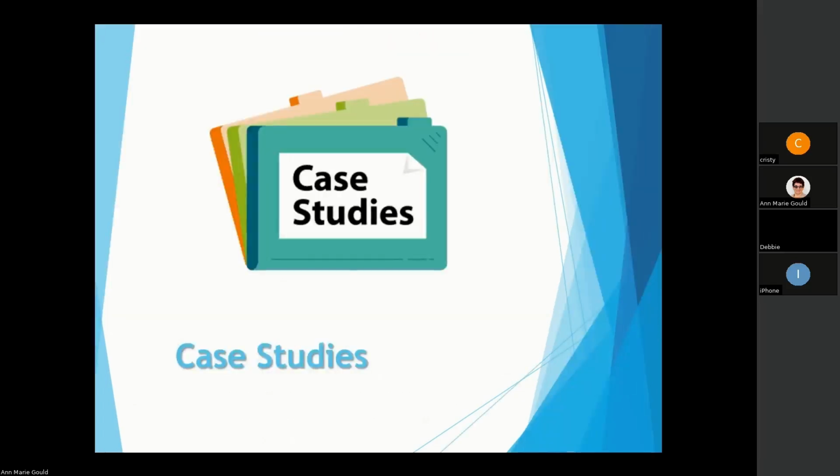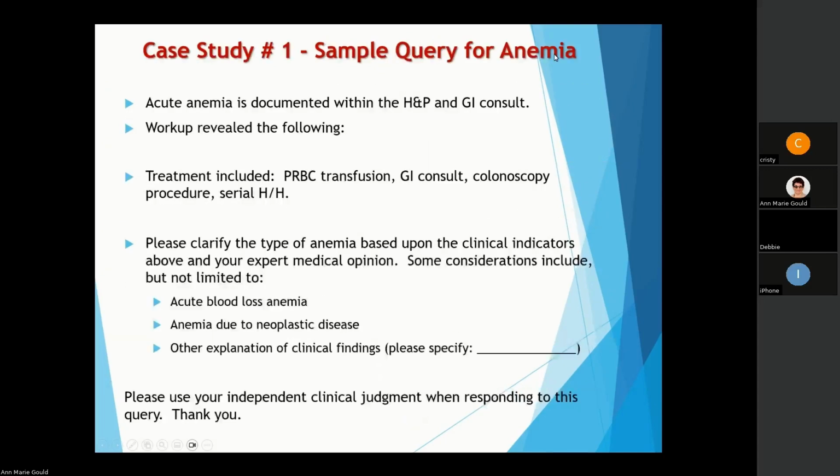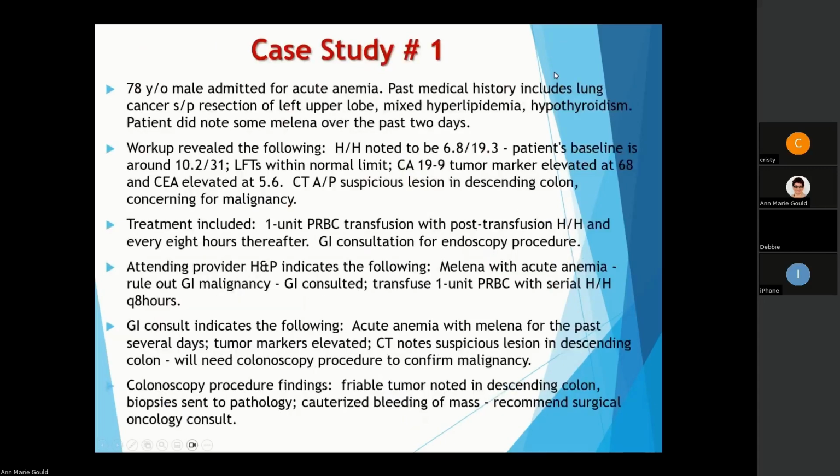All right, case studies. Christy is up. It's a 78-year-old male admitted for acute anemia. Past medical history includes lung cancer, status post resection of the left upper lobe, mixed hyperlipidemia, hypothyroidism. Patient did note some melena over the past 2 days. The workup revealed the following: H&H of 6.8 and 19.3. Patient's baseline is around 10.2 and 31. LFTs within normal limit.